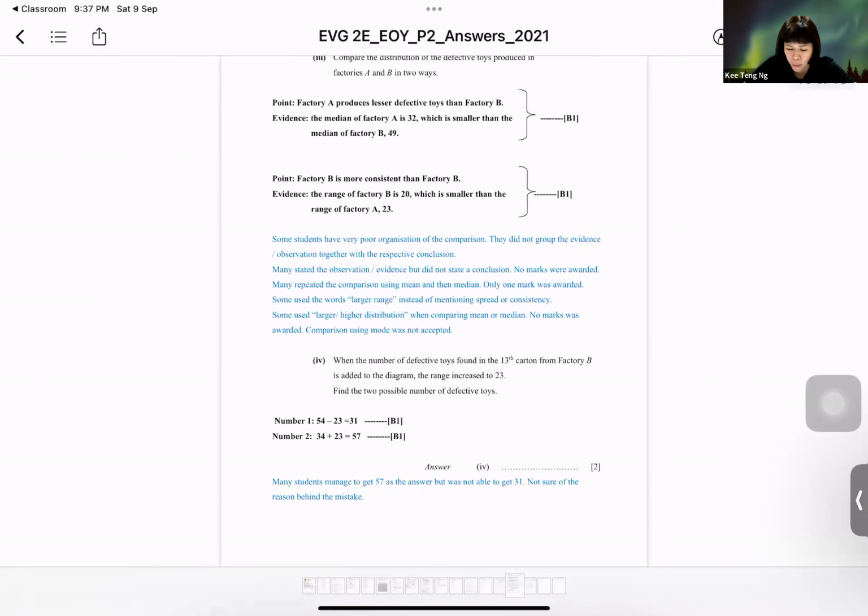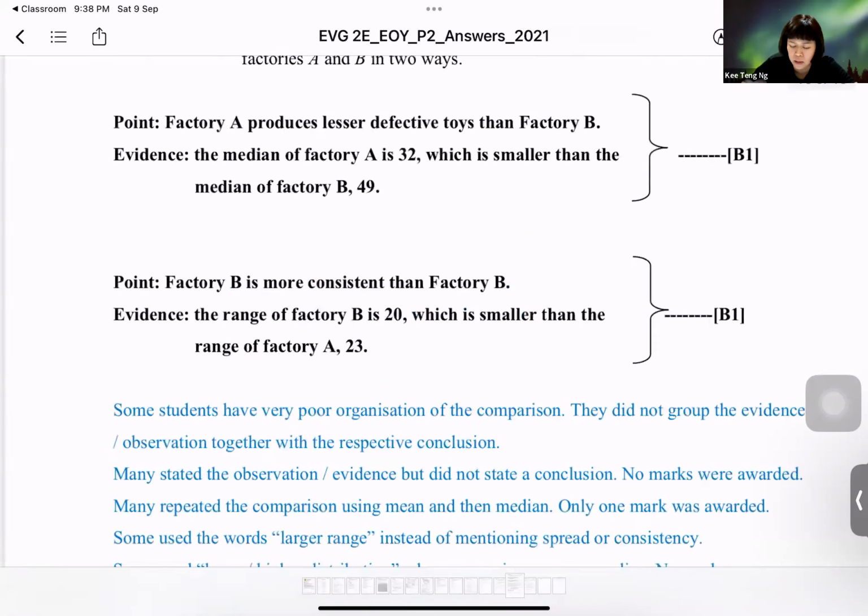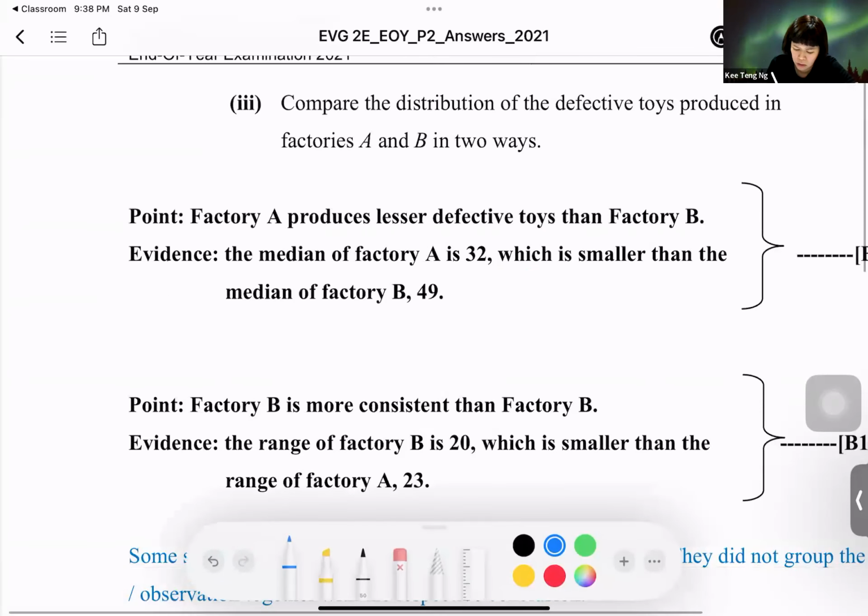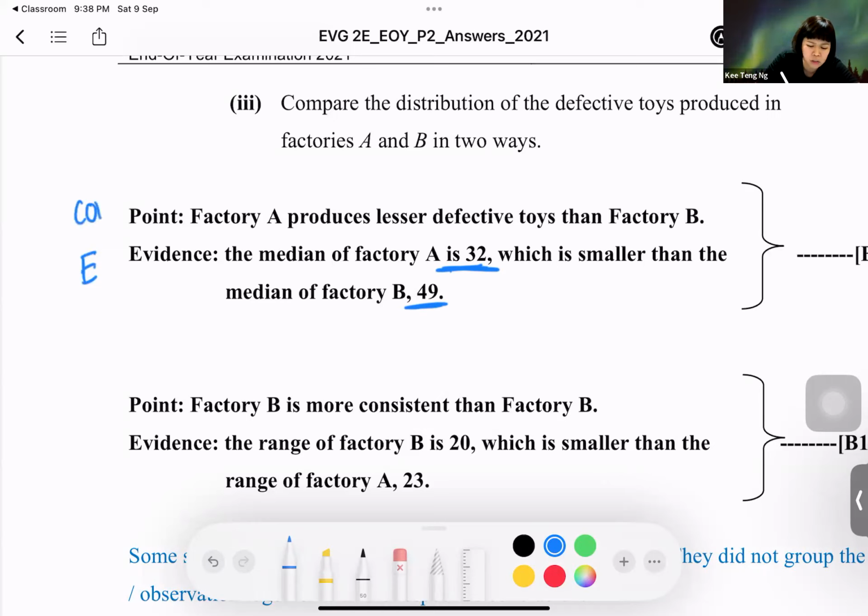If you want to do your comparison, you must give the evidence. You must quote the number. Median of factory B, 49, is greater than median of factory A, or median of factory A, 32, is smaller than median of factory B in this case. Therefore, factory A produces fewer defective toys. So give the evidence and then give the conclusion.